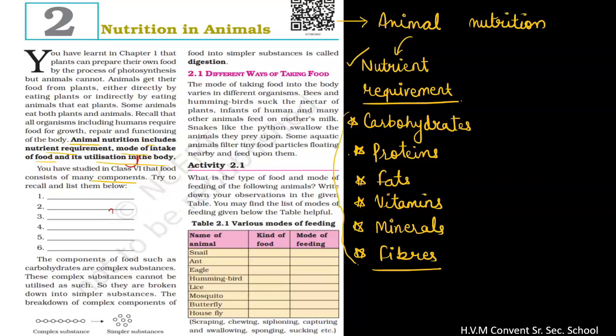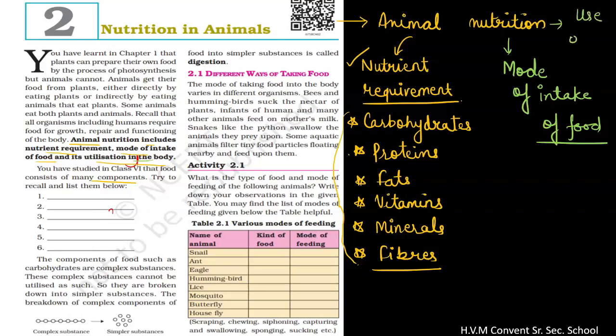So second, it is the mode of intake of food. How do the animals take in or ingest the food? So mode of intake of food, and then third is the utilization of the nutrients in the food, that is the use of food by our body. So we had discussed the nutrient requirements, that is the different types of nutrients that are required by our body and that we obtain from our food. So second is mode of intake of food.